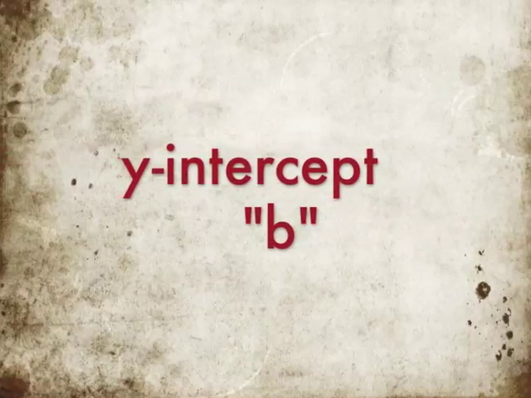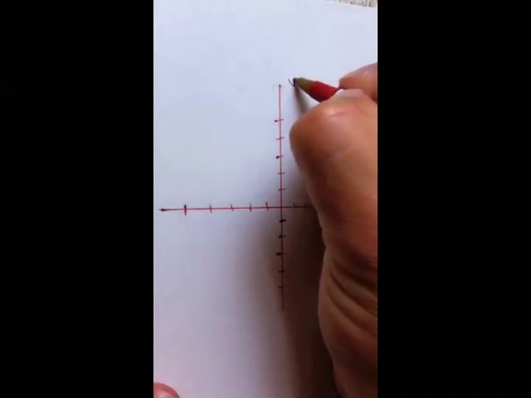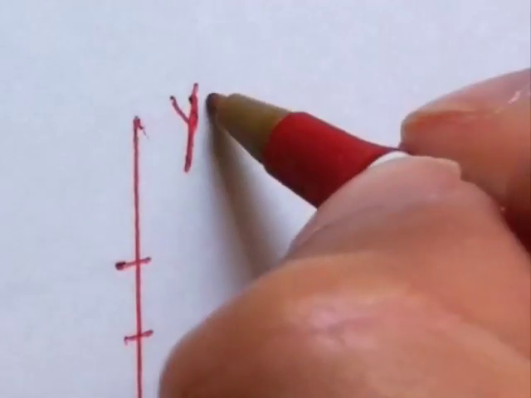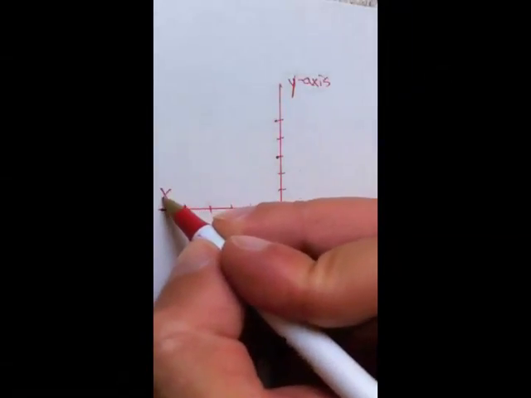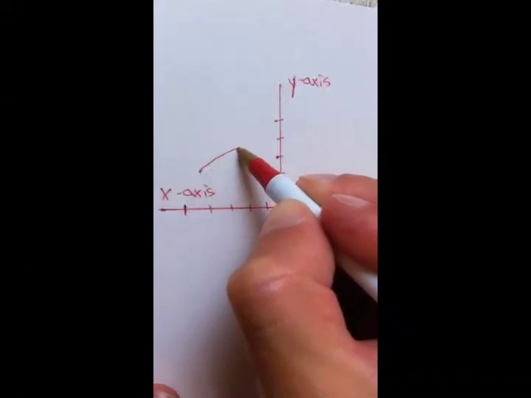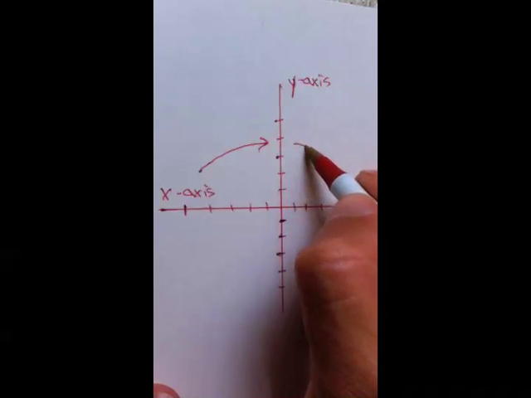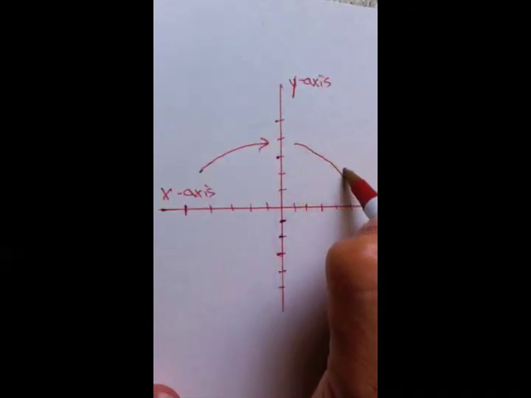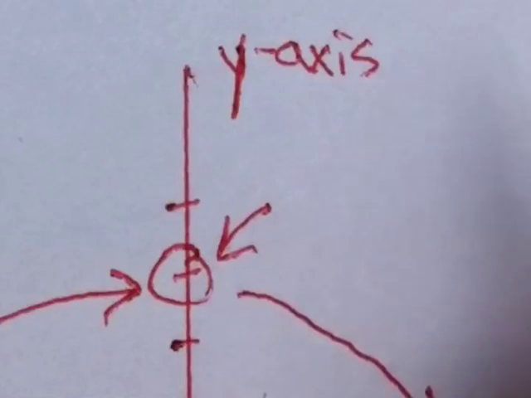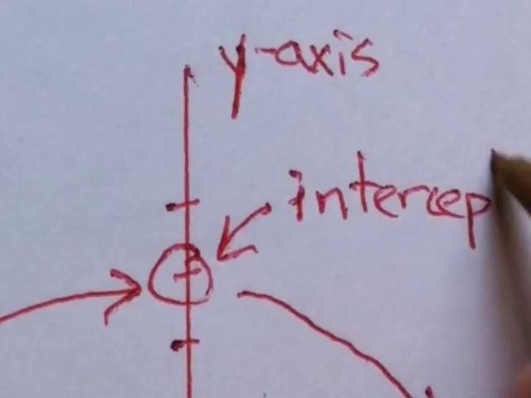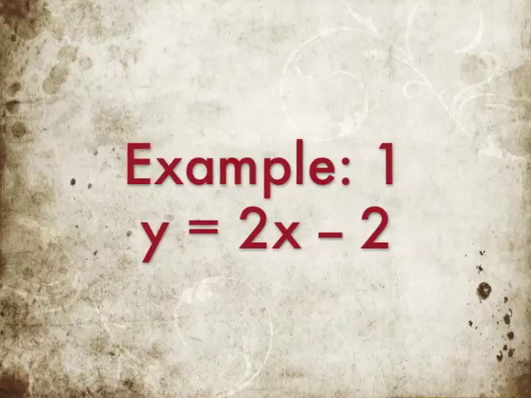But now we need to start talking about the y-intercept, or the b in the equation y equals mx plus b. So we're going to label our y-axis on a graph, and we're going to label our x-axis. As our line goes from one quadrant of the graph to the other, just like when you're throwing a football and it gets intercepted on its way to its target, this point where the line crosses the y-axis is called the y-intercept. Remember that.